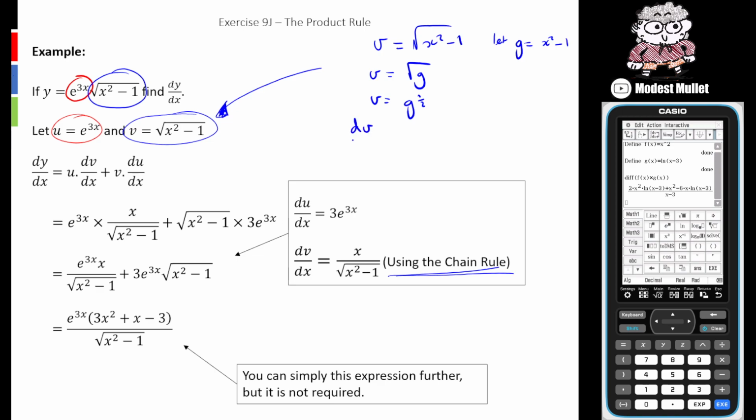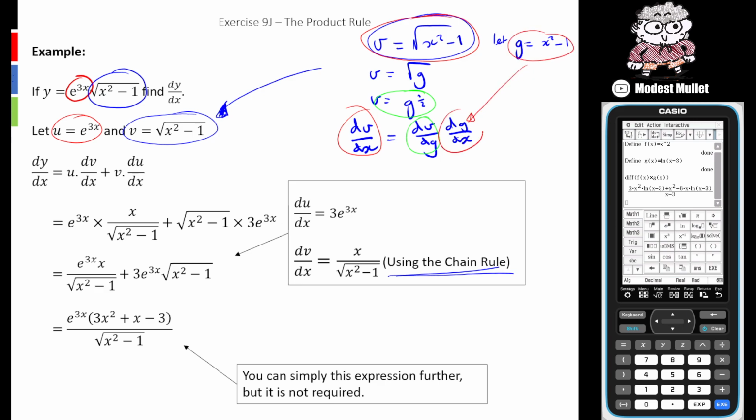So dv/dx, which is the derivative of this, is going to be equal to dv/dg times dg/dx. That's our chain rule for this one. It's using a couple of different variables to describe it, but it's still the chain rule. We want the derivative of the original, and we get that by the derivative of the simplified version multiplied by the derivative of what's inside that composite function.